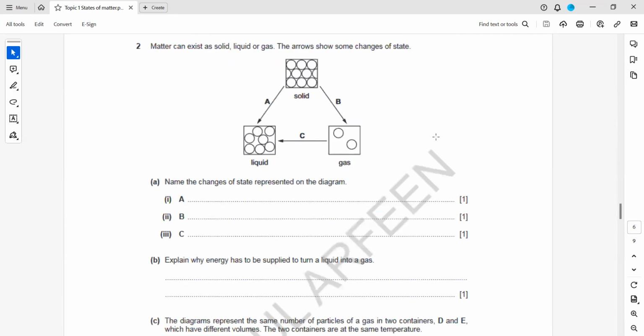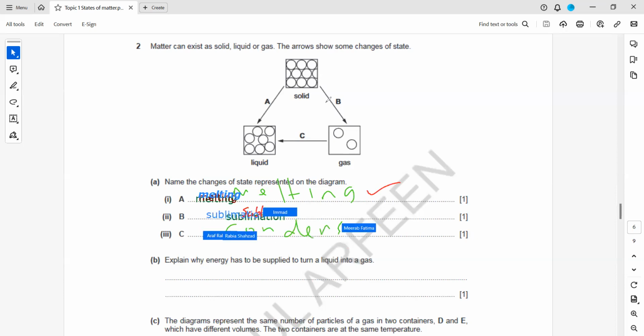In question 2, matter can exist as a solid, liquid, or a gas. The arrows show some changes in state. Name the change of state represented on the diagram. A solid turning into a liquid, we call melting, right? Then in B, a solid is turning into a gas. So when a solid directly turns into a gas, we call it sublimation.